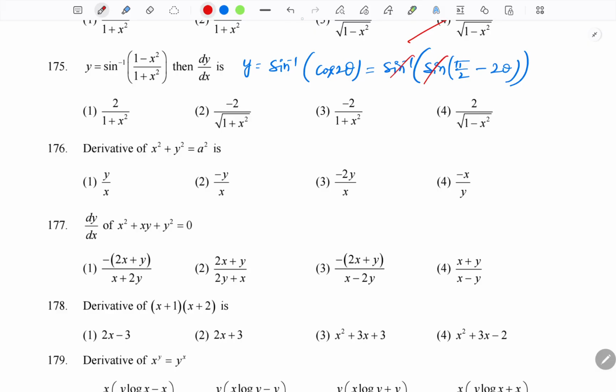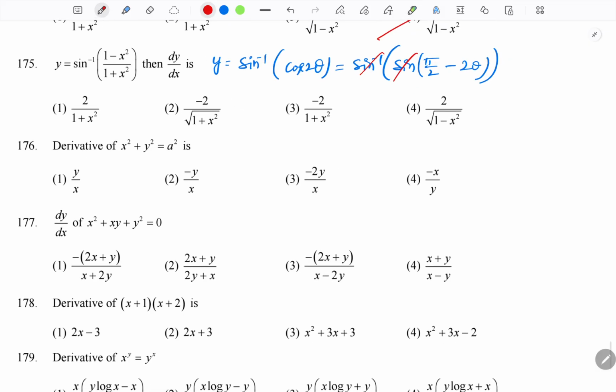Pi by 2 minus 2 theta. What is theta here? Whenever this type of question comes, put x equal to tan theta, then pi by 2 minus 2 tan inverse x. Say now the function is y, right? Now what is y'? It's the derivative of pi by 2, which is 0, then minus 2 tan inverse x gives 1 by 1 plus x square, which means minus. So which option is correct here? Option number 3, right? Next, it's a very simple derivative.